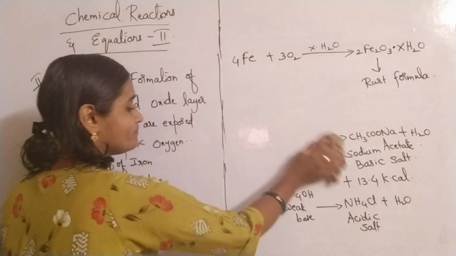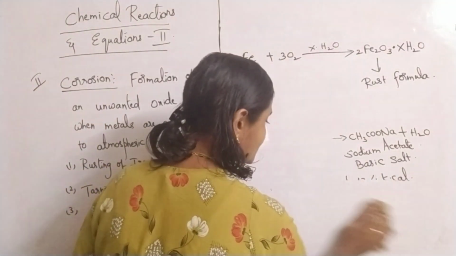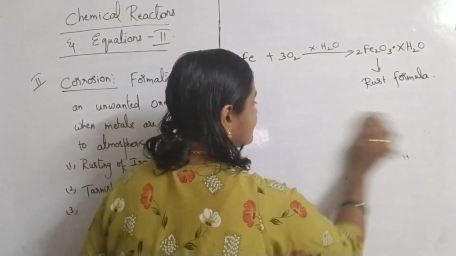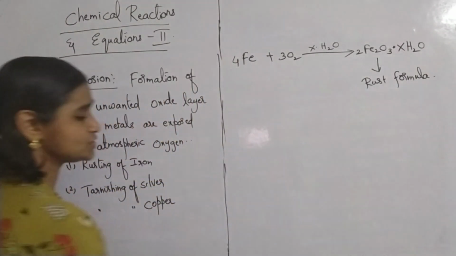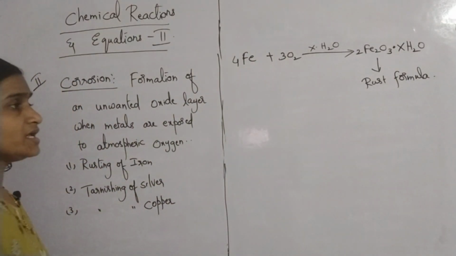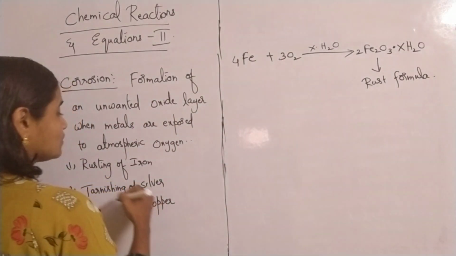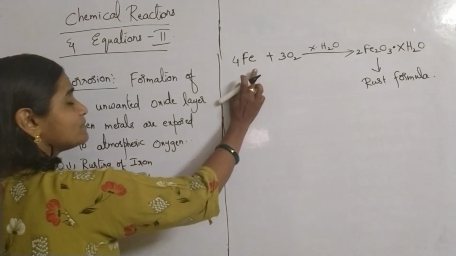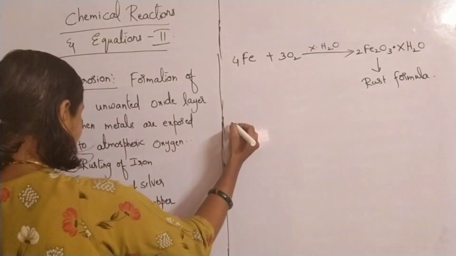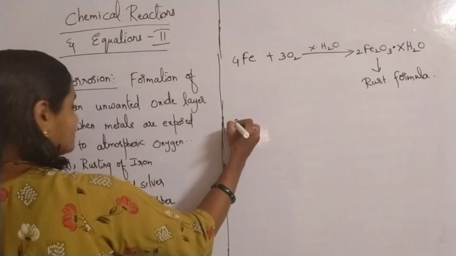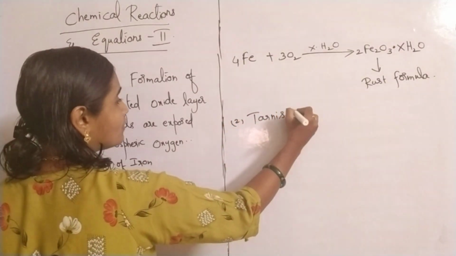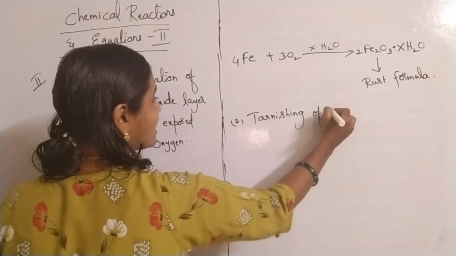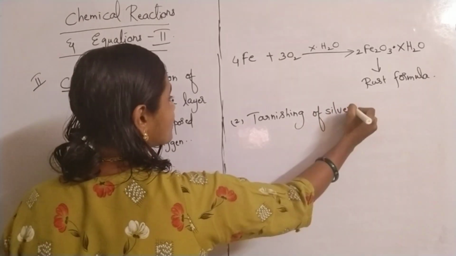Same like that, other metals like copper and silver, what happens to them when exposed to atmospheric oxygen? They also get corroded. So this example is for rusting of iron. If you go for the second type of example, tarnishing of silver, silver articles also get corroded.